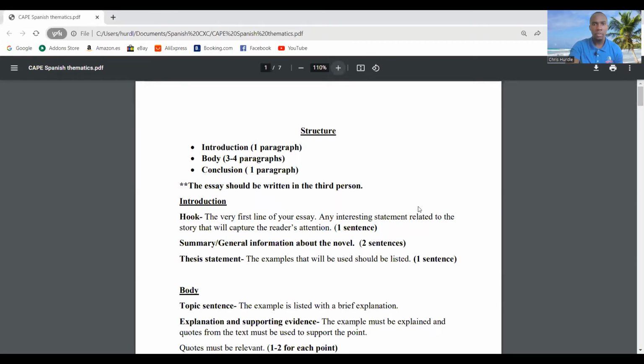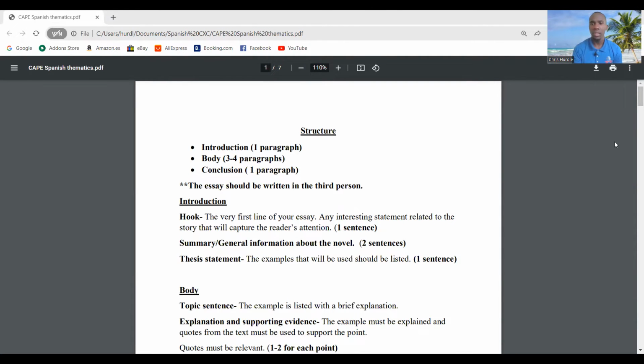All right, so let's first look at the structure. Our essay needs to have three components, as most essays do: an introduction, a body, and a conclusion. And when it comes to the body, we want to present 3 to 4 points. That would be a good range, 3 to 4, but no less than three. Our introduction will be one paragraph, our body will be three or four, depending on how many points we present. And then we have one paragraph for the conclusion.